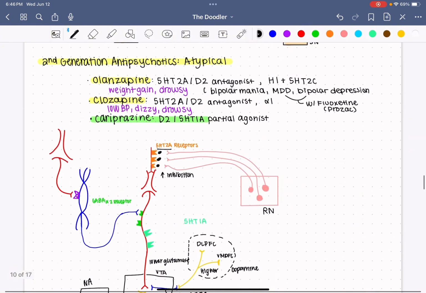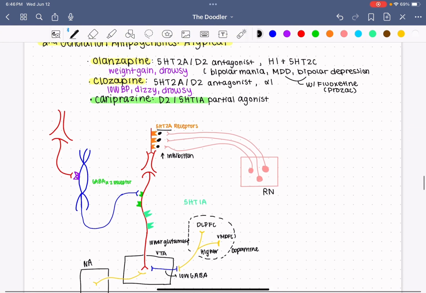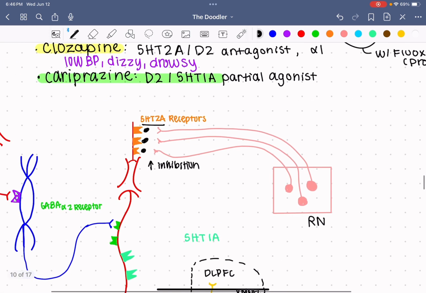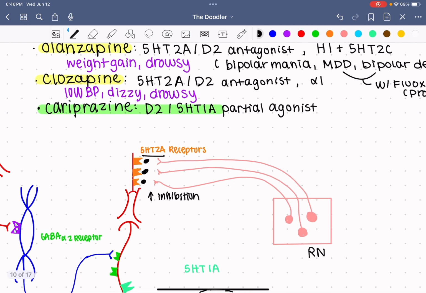Oh, wait, where did they go? Here we are. Okay, and then finally, cariprazine. This is a D2 5-HT1A partial agonist. And partial agonists are so fun because they're just different. A partial agonist is not going to bind to the D2 receptor with as much strength as even olanzapine and clozapine, and it's also going to be really useful for people that experience drug-induced Parkinsonism or even just tremors from schizophrenia, because it's going to allow for a lot more dopamine binding.